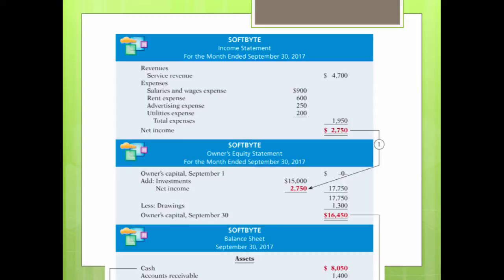Then we add the balance. In this case, it's $17,750 since we started with 0, but we had investments and a net income, which total $17,750. And then we deduct any owner's drawings that happened during the month. In this case, the owner withdrew $1,300. So our balance for owner's capital at the end of September is $16,450.